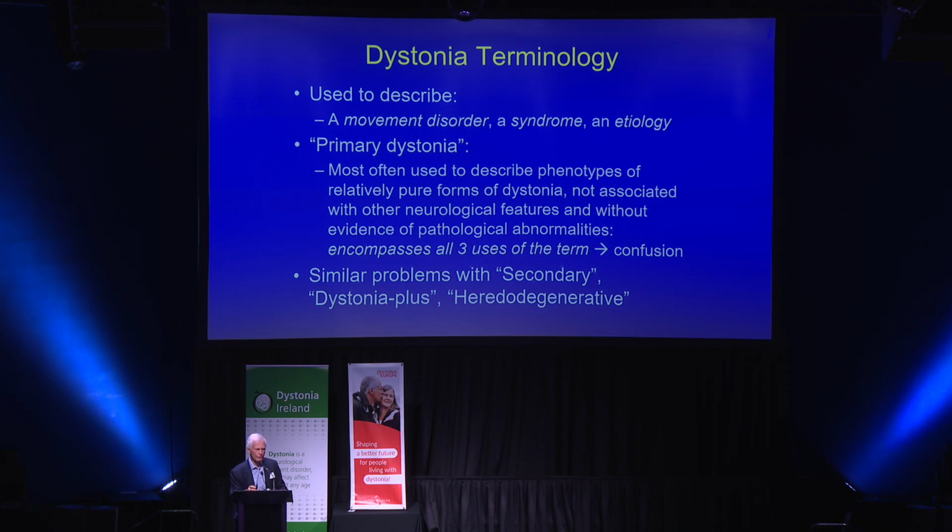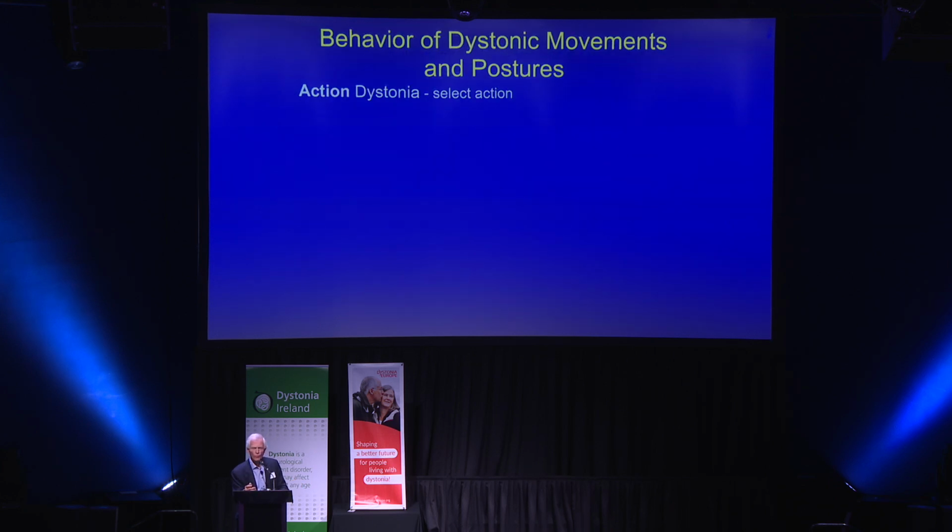And then there were other terms that were used. Secondary, meaning secondary to some cause that you can define. Dystonia plus, meaning you've got dystonia plus something else. And then heredodegenerative. You have a disease like Parkinson's disease that may be associated with dystonia, and so diseases that could be sometimes hereditary and often related to degeneration of the brain. So again, you see there's a bit of a mess here, and for a variety of reasons, we felt that we needed to reconsider how to classify.